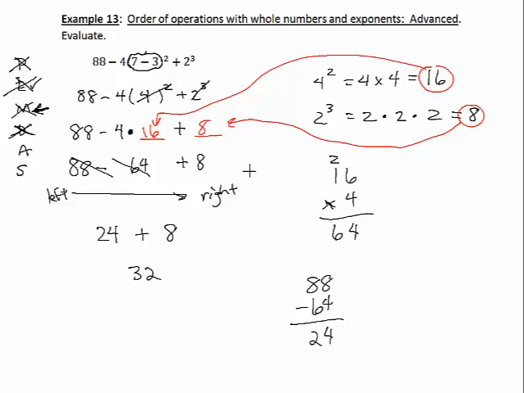So let's see. Not counting the little steps that we did off to the side, the calculations, we had 1, 2, 3, 4, 5 steps to evaluate this expression. 88 minus 4 times 7 minus 3 squared plus 2 cubed is 32. It's amazing that that worked out to be a whole number, but it did.